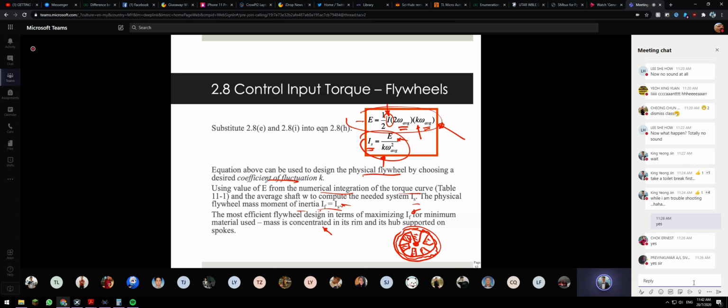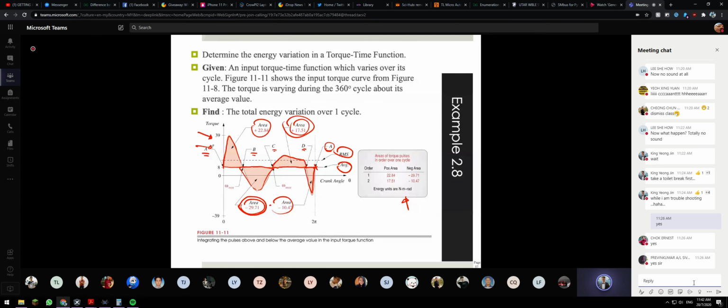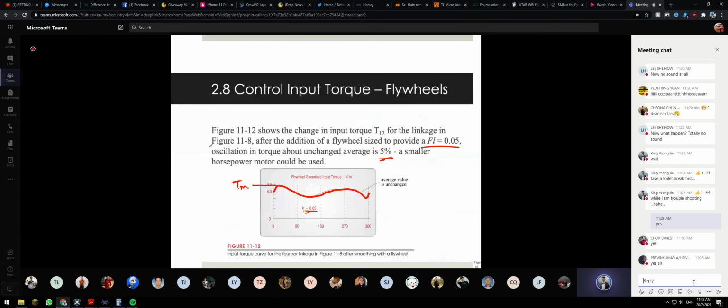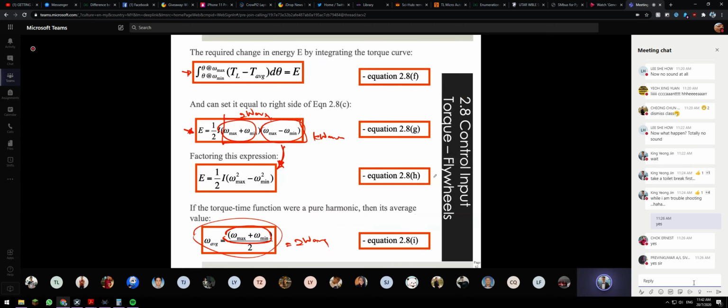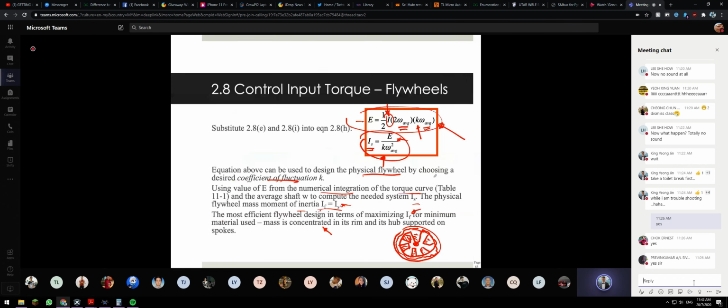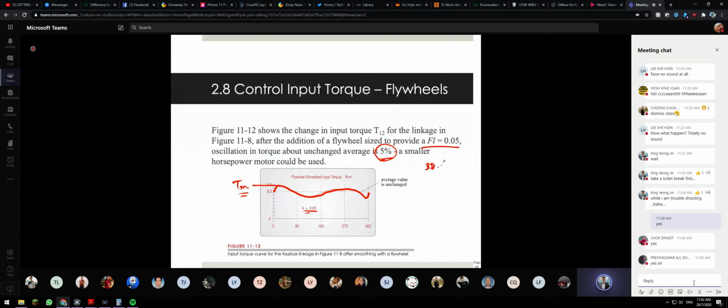Instead of our initial torque looking like this, right? So after adding the flywheels with this fluctuation of 5% on the velocity, we reduce the peak torque from just now, what is the value? 38.9, yeah, right? From 38.9 all the way down to about 9.9 Newton meters. So you can see the huge difference, right?